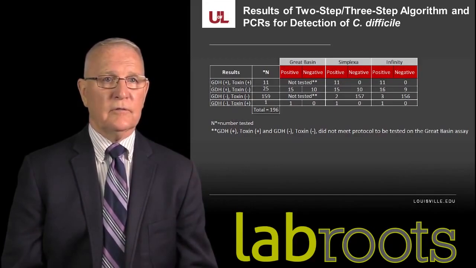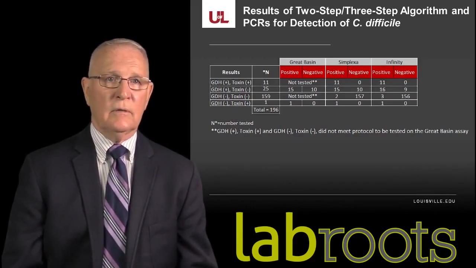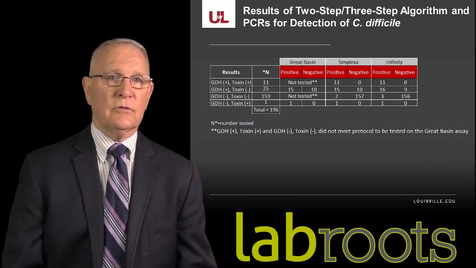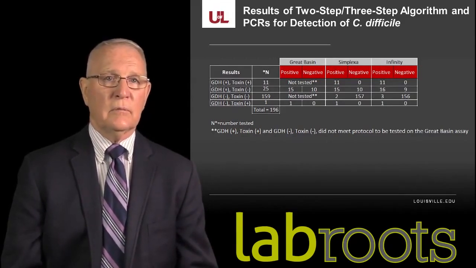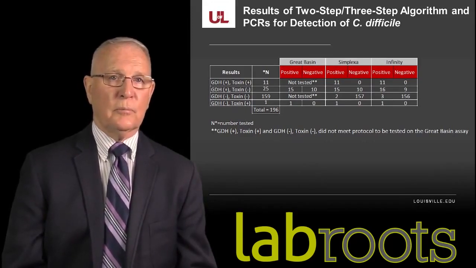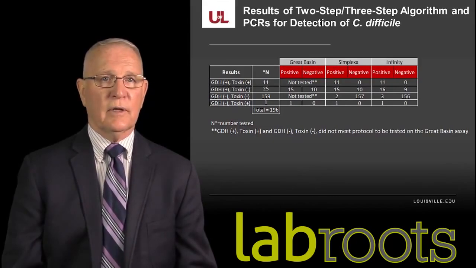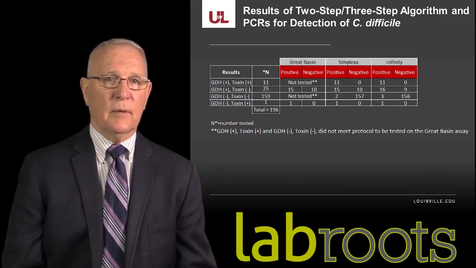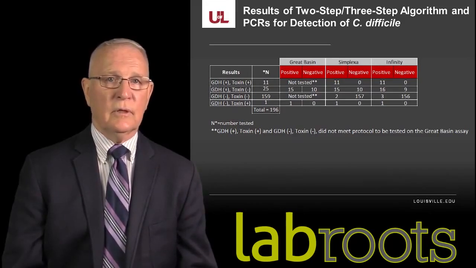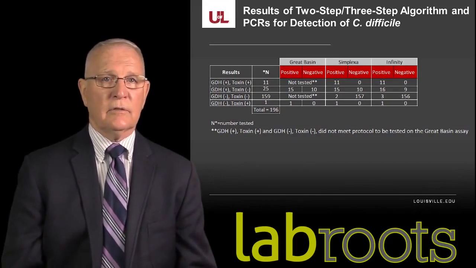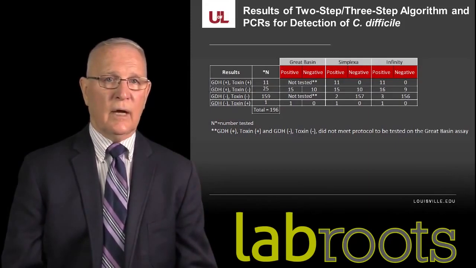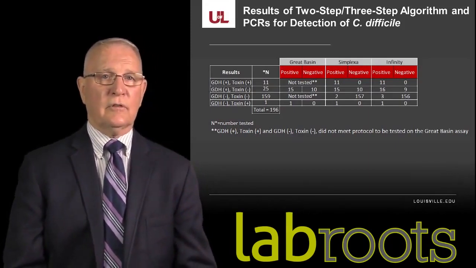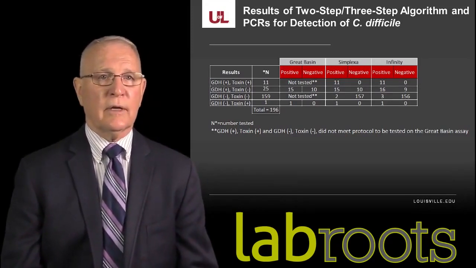Those that were completely negative for both GDH and toxin, once again, you would not test those with your index test, in this case the Great Basin. But the Diasorin picked up 2 additional positives versus 157 that were negative. The Infinity picked up 3 additional positives with 156 being negative. So the question once again is, are these true positives or false positives? And doing either toxigenic culture and or toxin analysis with the cell cytotoxicity neutralization assay would have answered that question.